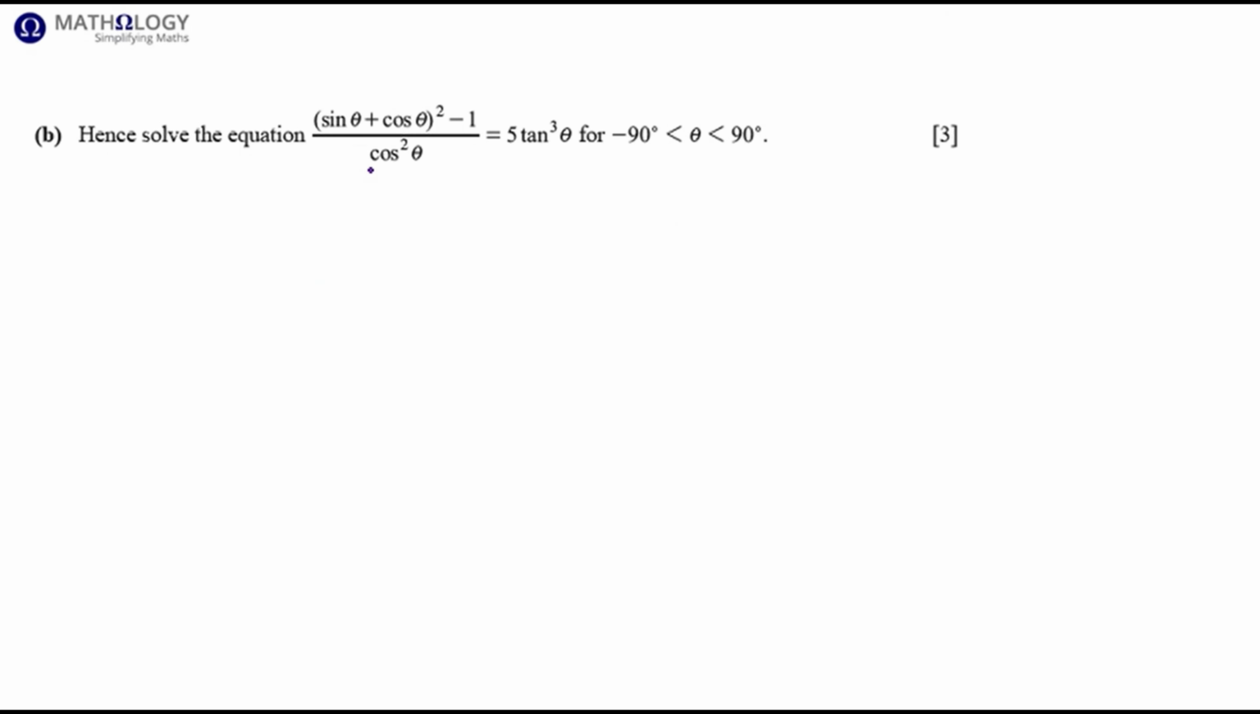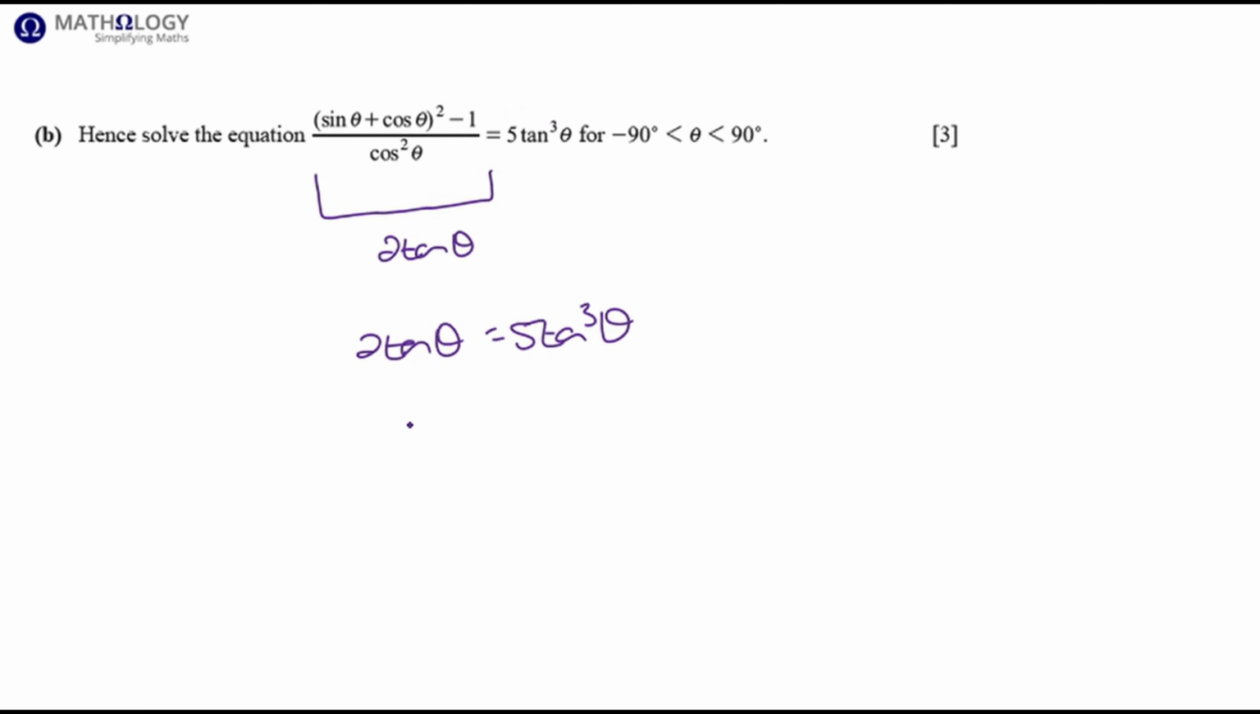Hence, solve the equation (sin theta + cos theta) all squared minus 1, over cos squared theta, equals 5 tan cubed theta, for theta between minus 90 and 90 degrees. Now the whole purpose of the first question was to show and express this expression here as a single trig ratio, which was 2 tan theta. And the only way we can solve a trigonometric equation is if you have a single trigonometric ratio. So 2 tan theta equals 5 tan cubed theta.